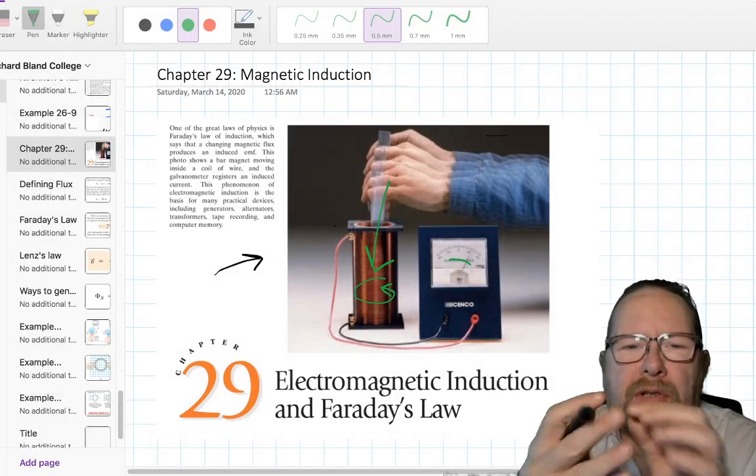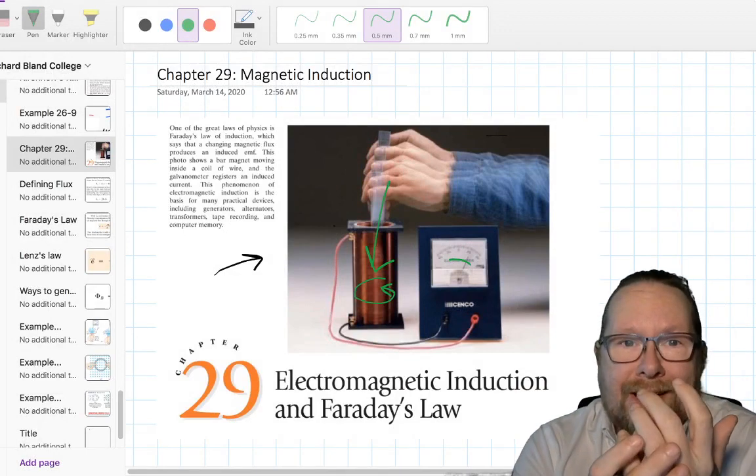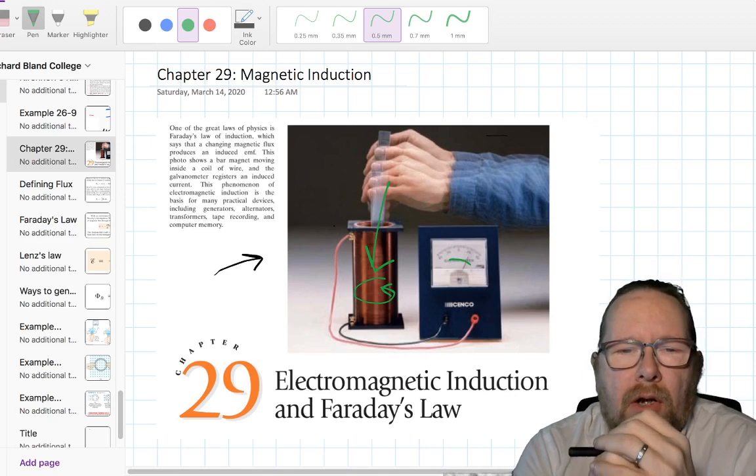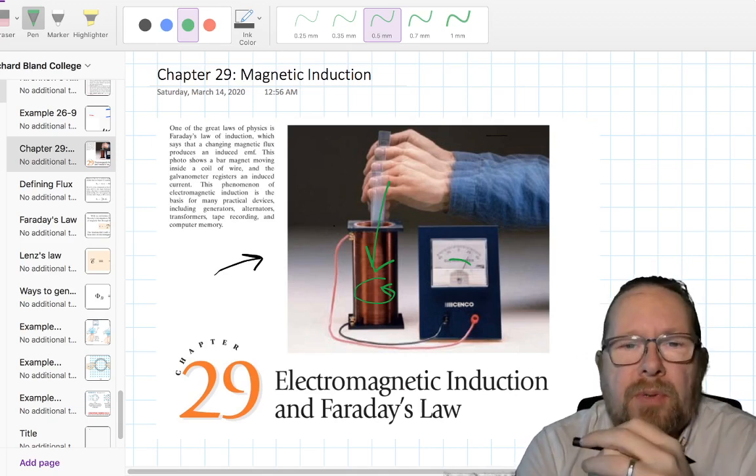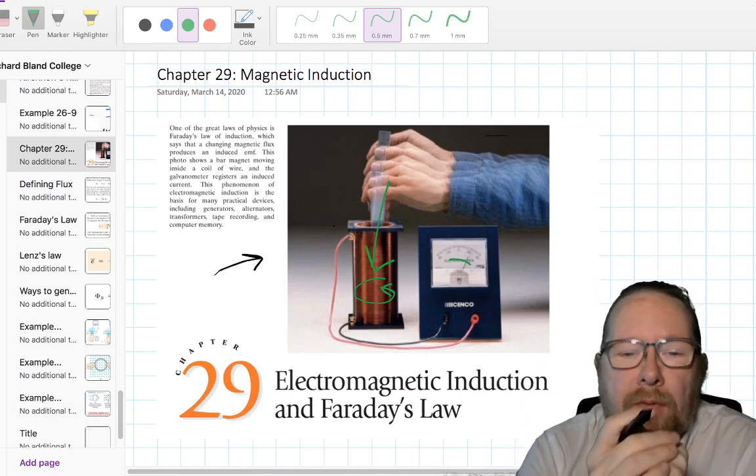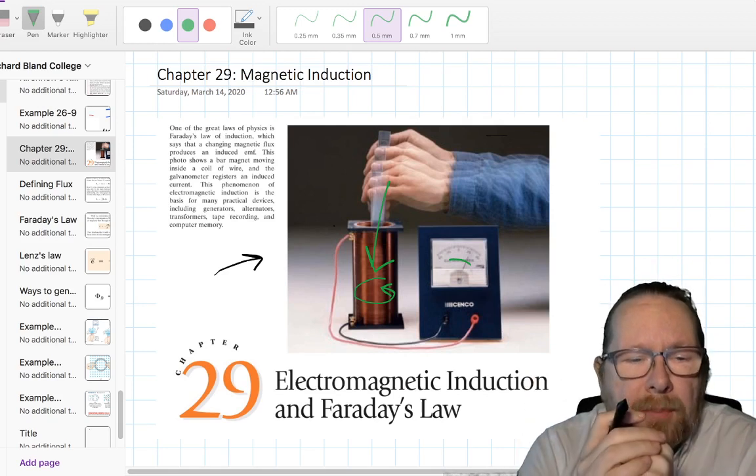Okay, so having established that magnetic induction is something that happens, that changing magnetic fields can cause electrical currents, we want to talk about the specific laws of physics that govern this process. So this is chapter 29 in your book.